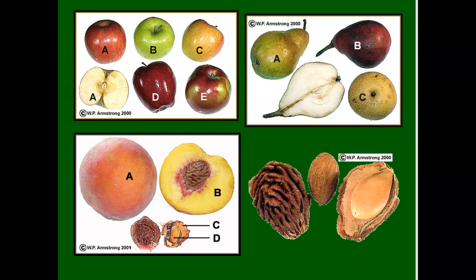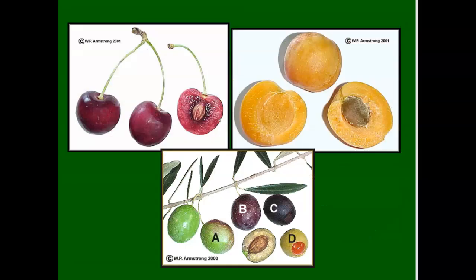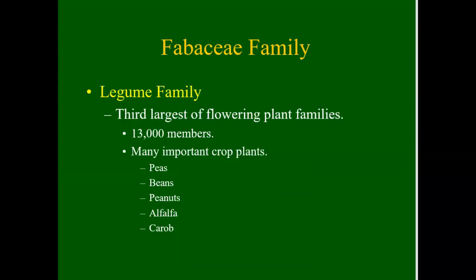Here are some other members of the rose family that you might know. So apples, pears, peaches, nectarines, almonds, cherries, olives, all of these are members of the rose family. And so that's why I said they're very economically important, because again, all of those fruits are things that a lot of people enjoy to eat, and so it's a pretty big family.